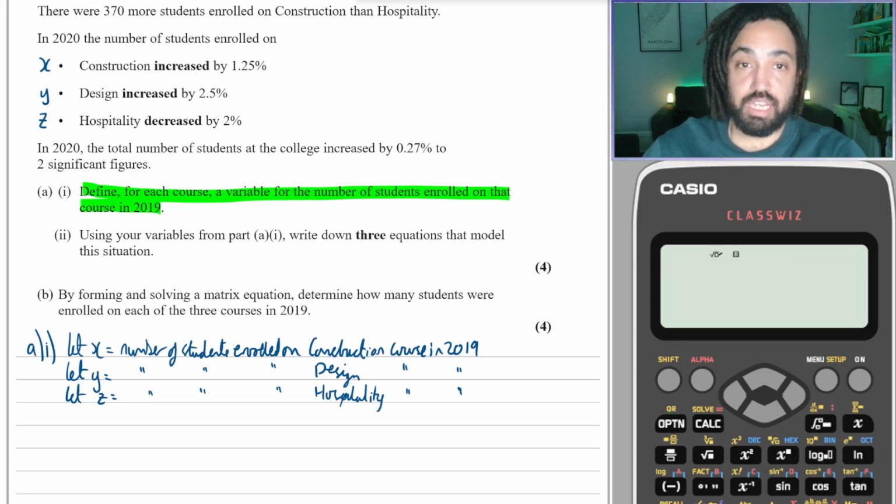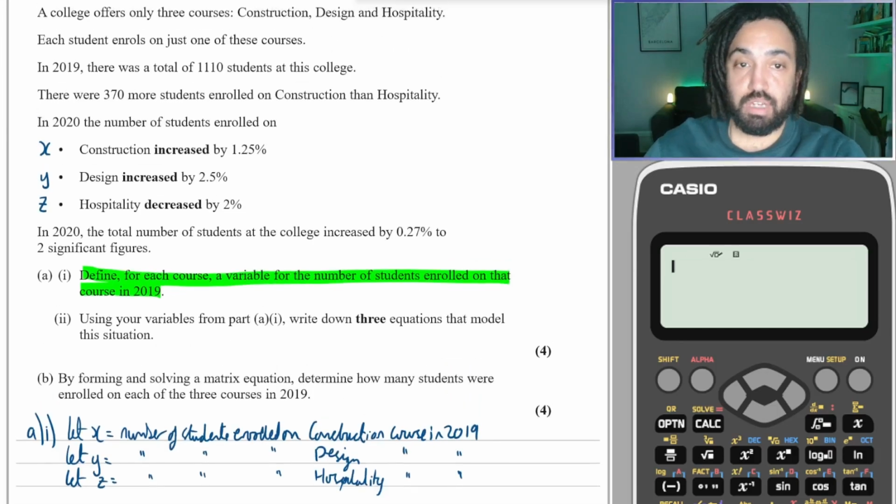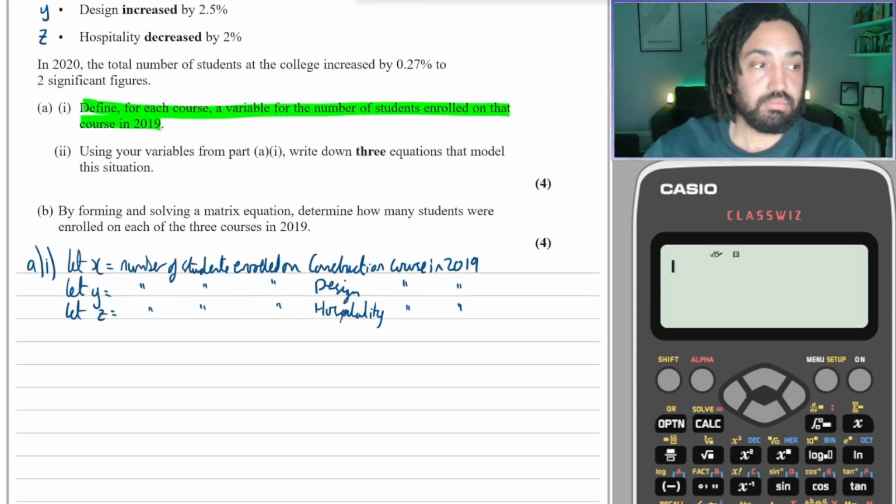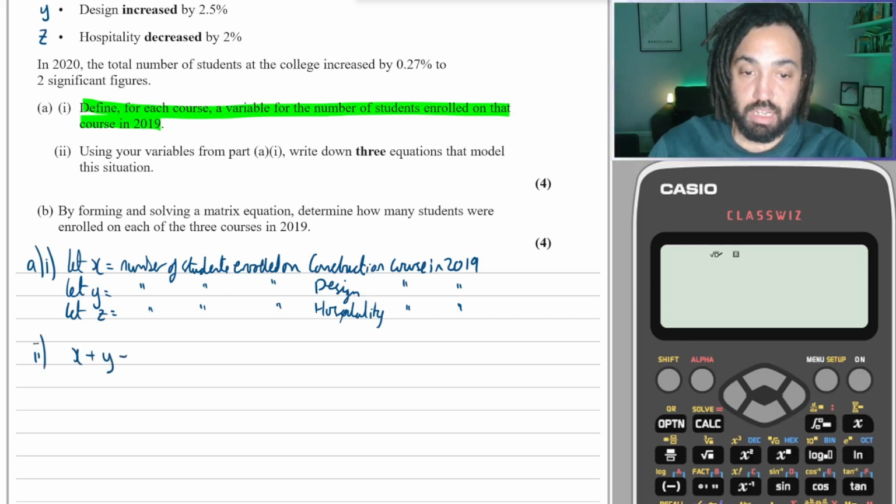Using your variables, write down 3 equations. Okay. So the first one is going to come from the total number of students. So I'll highlight the information where I get this from, and that is that there are that number of students in the college. So the first equation would be X plus Y plus Z is equal to that number, which was 1,110.